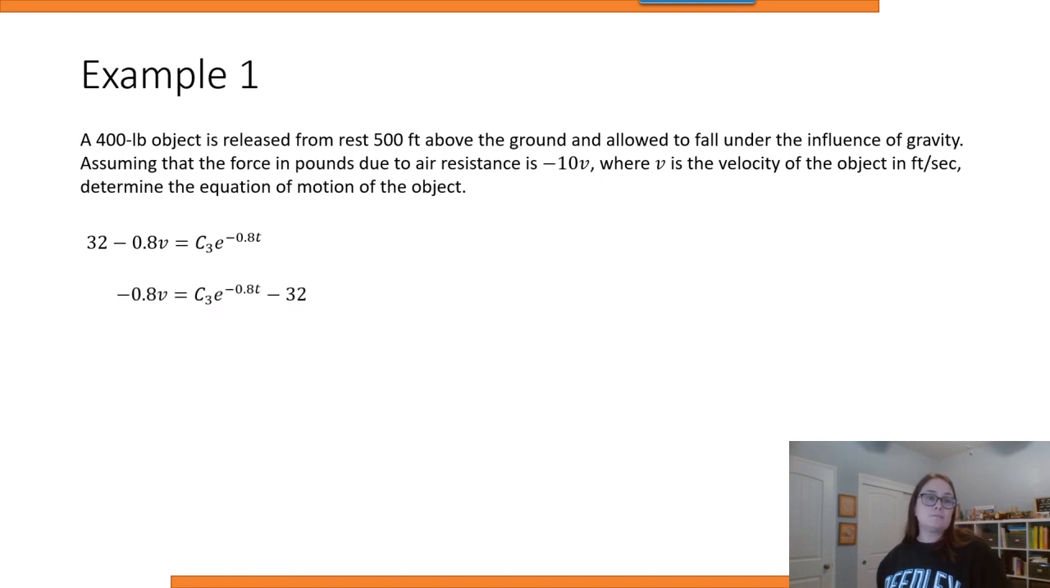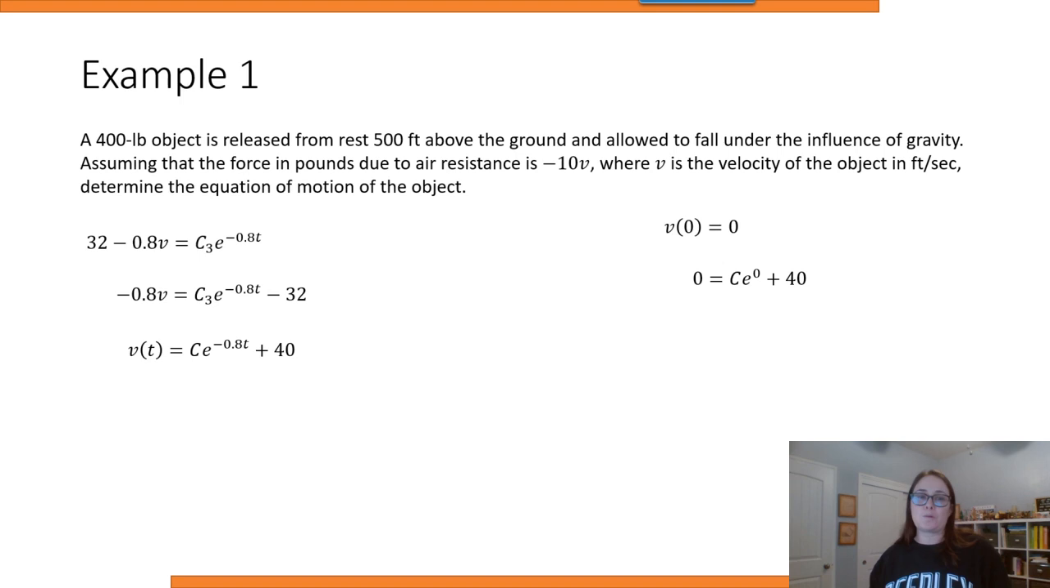Okay, so I'll subtract 32 from both sides and then divide by negative 0.8. Again, folding everything into the constant, and that's the last time the constant is changing, so I'm just going to call it c. So I get the function v of t equals c times e to the negative 0.8t plus 40. And remember we had those initial conditions that the initial velocity is 0. So I can use that to solve for c.